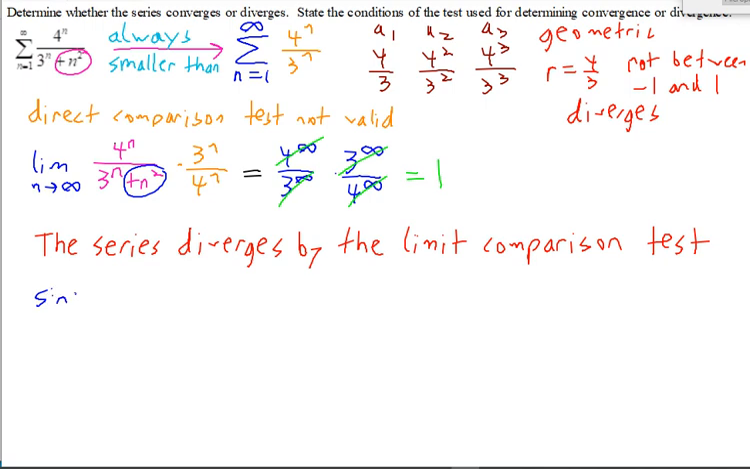So you can say this limit that we just found here, the limit as n approaches infinity of 4 to the n over 3 to the n plus n squared. Again, you can write times the reciprocal or just divided by the original one, or the one we're comparing it to, I should say, is 4 to the n over 3 to the n.